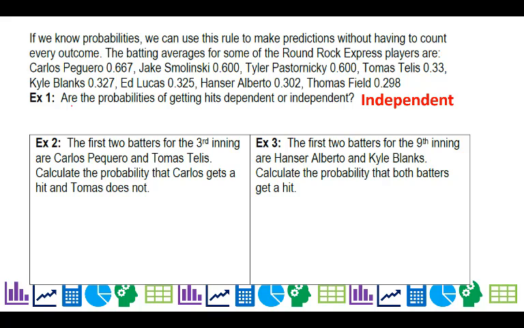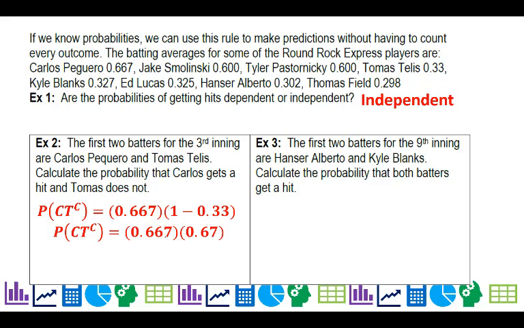So looking at the first two batters for the third inning, they are Carlos and Tomas. He's got an amazing batting average, and Tomas has not a bad one. That's actually not bad, .330. But I'm looking at the probability that he gets a hit, which is going to be more than half the time, and he doesn't. So the probability he doesn't get a hit is also going to be more than half the time, because it's not this number, it's the opposite. So it's 0.667 times 1 minus 0.33. So it's 0.667 times 0.67, or 0.440.